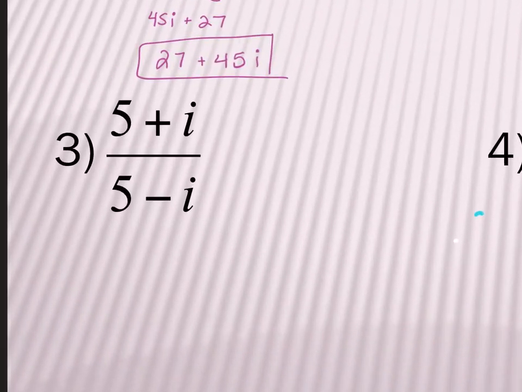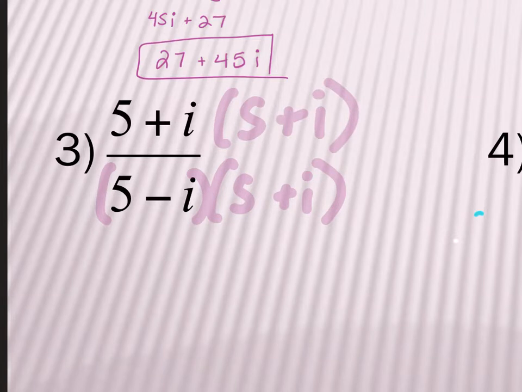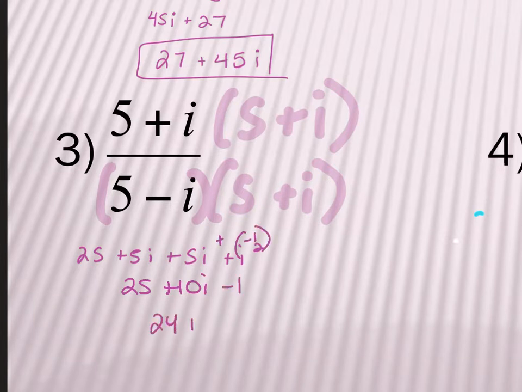Number three, you've got an i in your denominator, which is like having a square root, and the denominator can't stay there. So you're going to multiply both the top and the bottom by the conjugate, which is 5 plus i. You change the sign on the i. Okay. So my numerator is 25 plus 5i plus 5i plus i squared. So that's 25 plus 10i, and then this is plus a negative 1, so that's minus 1. 24 plus 10i all over.